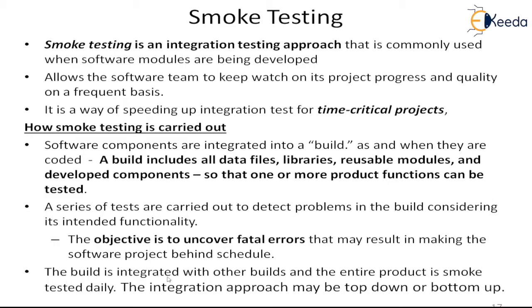The build is integrated with other builds and the entire product is smoke tested. The integration approach may be either top down or bottom up. Normally, it is a mix of the two. There is something which goes bottom up, something which goes top down, and sometimes it is called the sandwich method. When you do smoke testing, we are more interested in the functionality. So for a particular product function, whether the modules are at the top of the hierarchy or at the bottom, we have to take everything. That is why we use a sandwich approach, not just top down or bottom up.